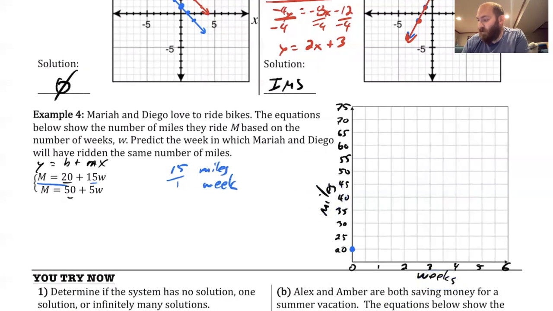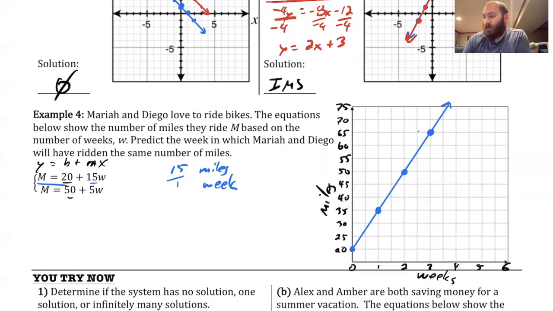So go 5, 10, 15 over 1. 5, 10, 15 over 1. Okay, and then so on. 5, 10, 15 over 1. And that's going to take me off. Hopefully these two graphs will cross.